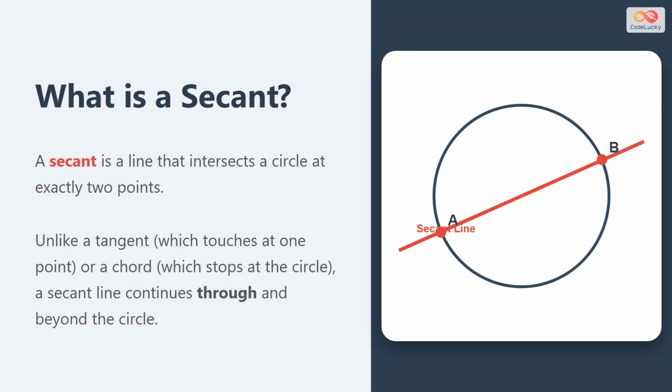First, let us review the definition. A secant is simply a line that intersects a circle at exactly two distinct points. It cuts right through the circle. This is different from a tangent, which touches the circle at only one point, and a chord, which is a line segment that stays entirely within the circle.